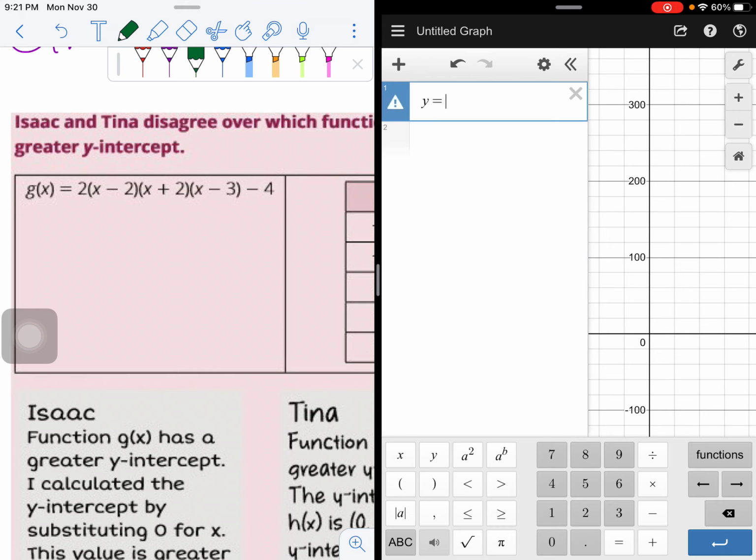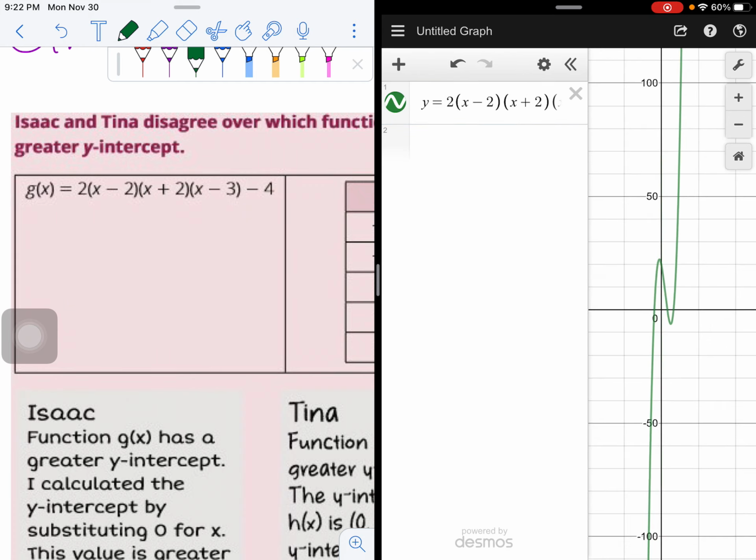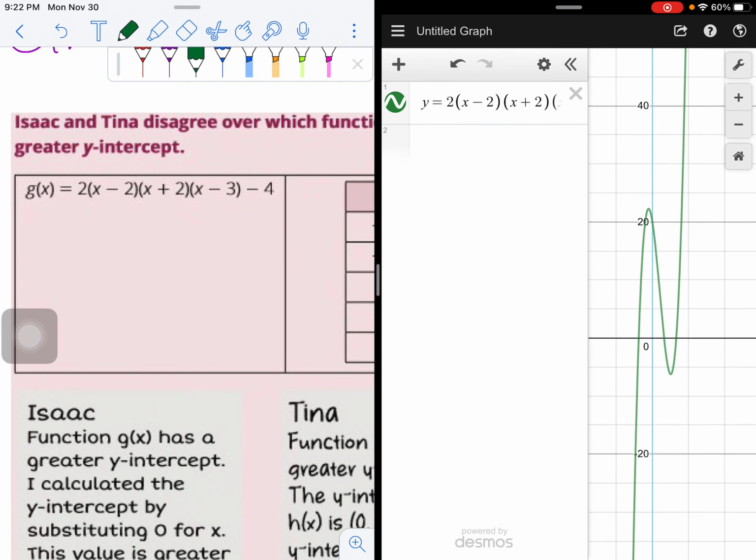So I've got y equals 2 times x minus 2, x plus 2. Helps if I actually register the 2. And then x minus 3. And then at the very end, there's a minus 4. I'm going to zoom in as best I can to get towards the origin. The nice part is I don't ask for an equation here or a sketch.